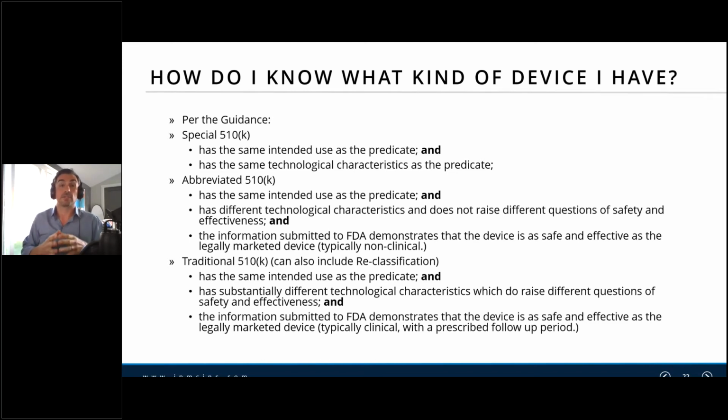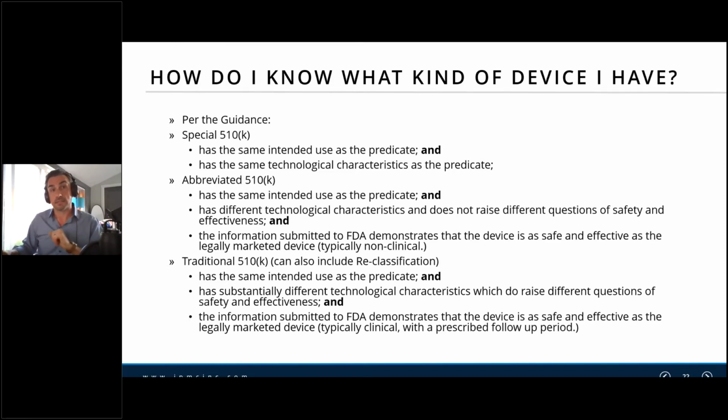Typically, it's non-clinical. So again, the FDA is giving you a guidance. You're following the guidance on how to prove that the device is safe and effective. If that's the case, more than likely an abbreviated 510K. Traditional 510K could also include a reclassification of an existing product: same intended use as a predicate, substantially different technological characteristics as a predicate, and the information submitted to the FDA demonstrates the device is safe and effective. That typically will require some amount of preclinical or clinical data from patients, including follow-up.